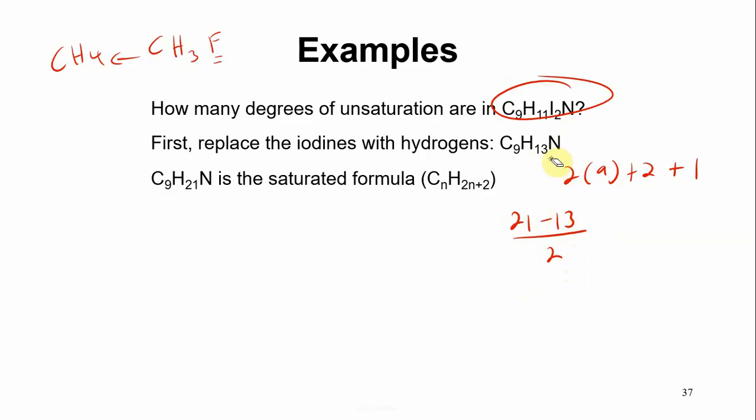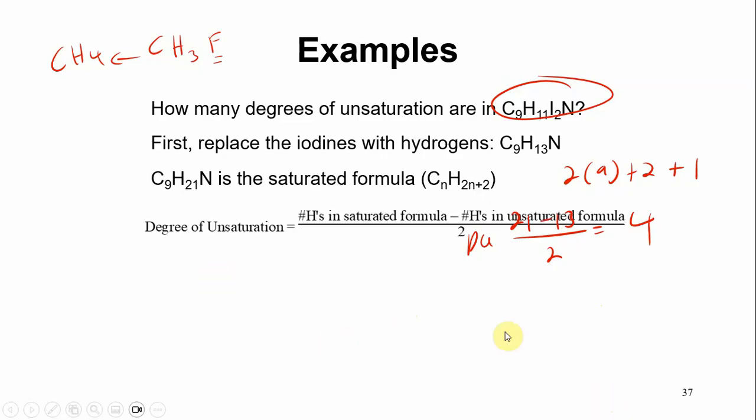Once you've done this, this is what you use in the calculations. So U is equal to that. What do we get? 21 minus 13 is 8. 8 divided by 2 is 4. What's likely there? A ring. A benzene ring. So I've done that, and there it is.